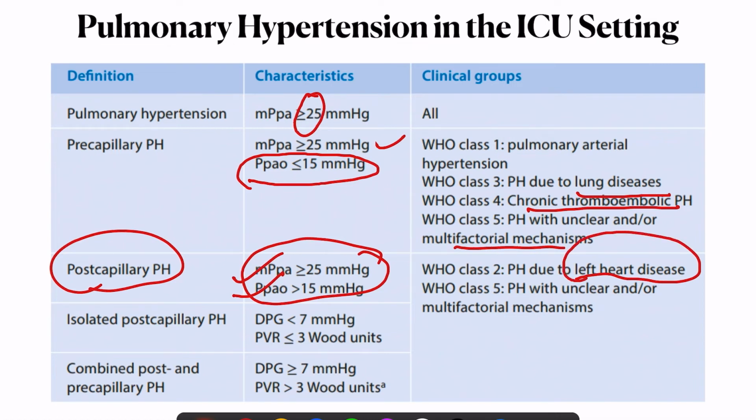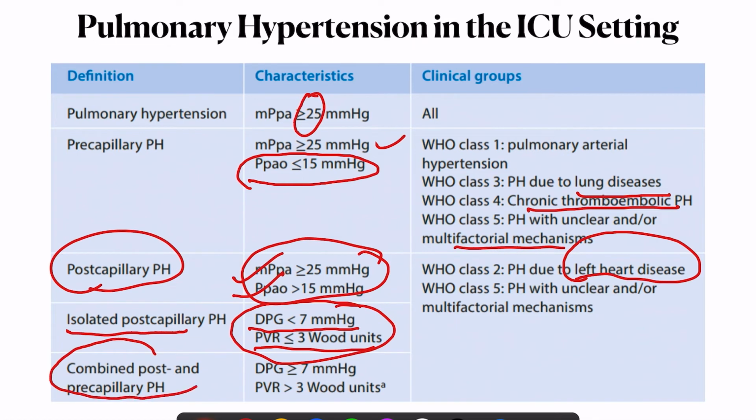So when you find a post-capillary, you have to next look at the diastolic pressure gradient and the peripheral vascular resistance. If both are decreased, then it is an isolated post-capillary. That is, the gradient is not elevated and the resistance is also normal. However, if they are elevated, it means there is a combined post and precapillary pulmonary hypertension.